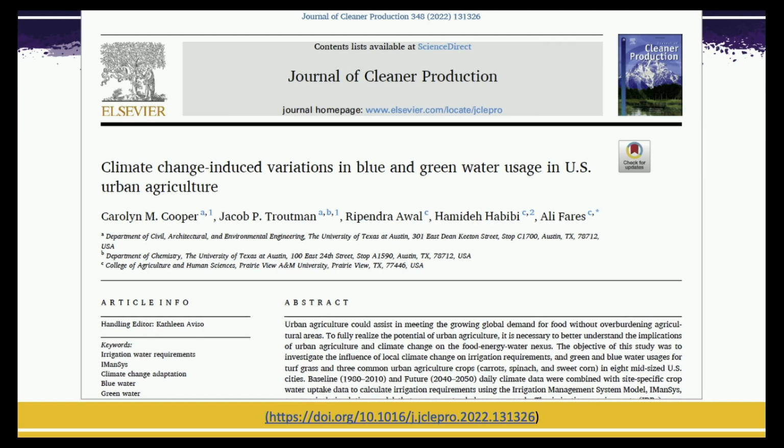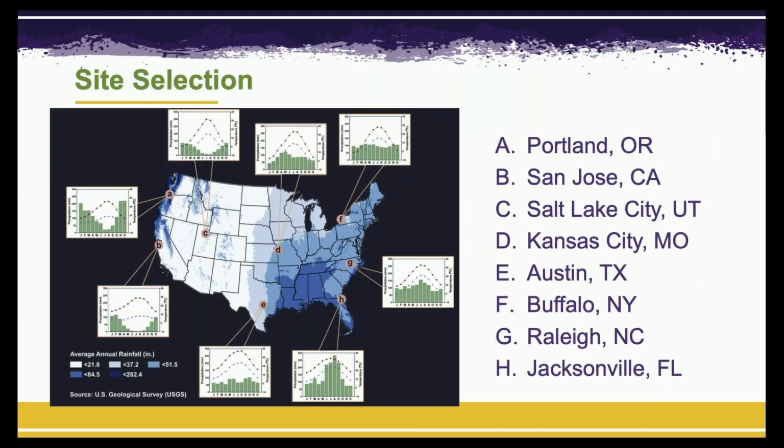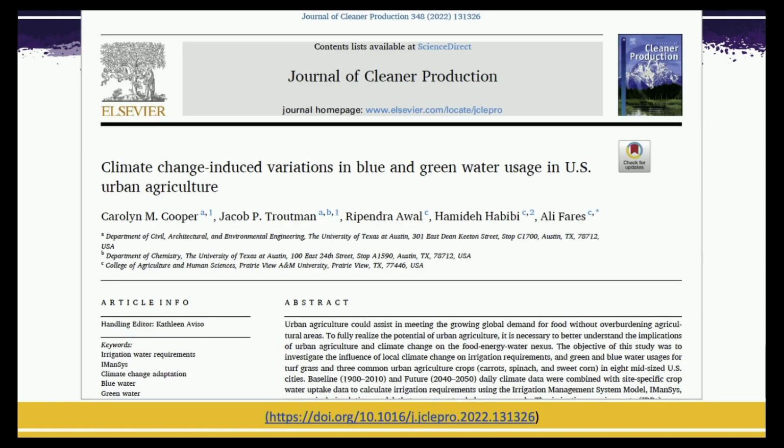And by using the same tools, we did one study using both historical and projected climate data. If we grow certain crops in urban areas in the US, in 8 different locations, how will the water requirement change? We used turf grass, spinach, sweet corn, and carrots in all these 8 locations, and analyzed how much water is required based on historical climate data, and based on projected climate data for 2040 to 50, for this particular paper. If you are interested, you can check this paper.